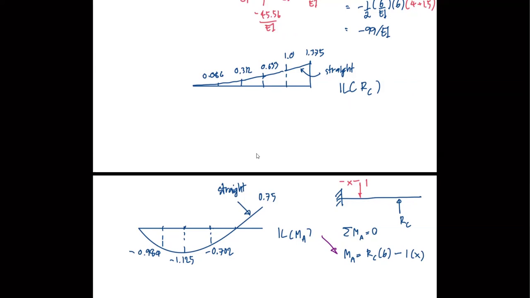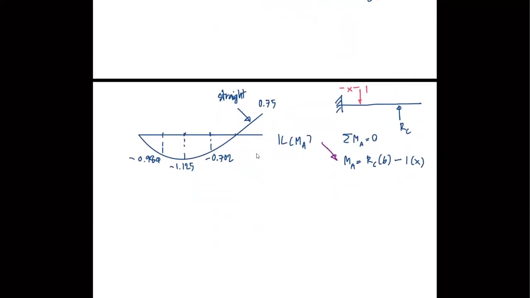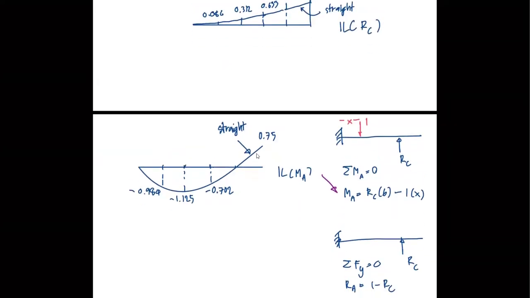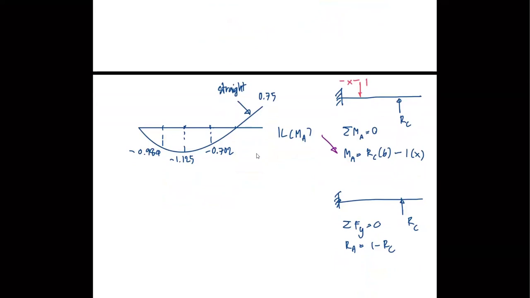The next is force RA. So you have RC. We have the support there. Sigma Fy equal to 0 gives you RA is equal to 1 minus RC, right? This is the easiest thing in the world. So with the same approach, we can now obtain the influence line very easily. Influence line of RA.